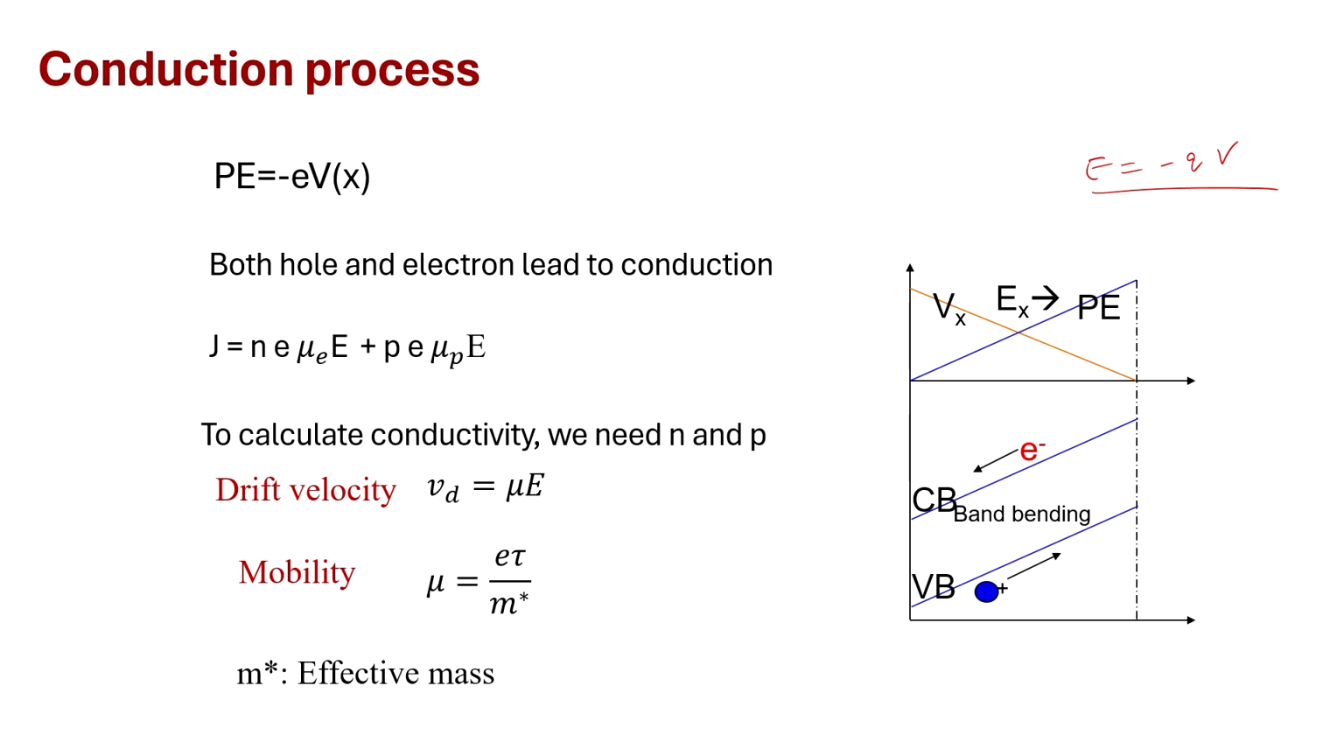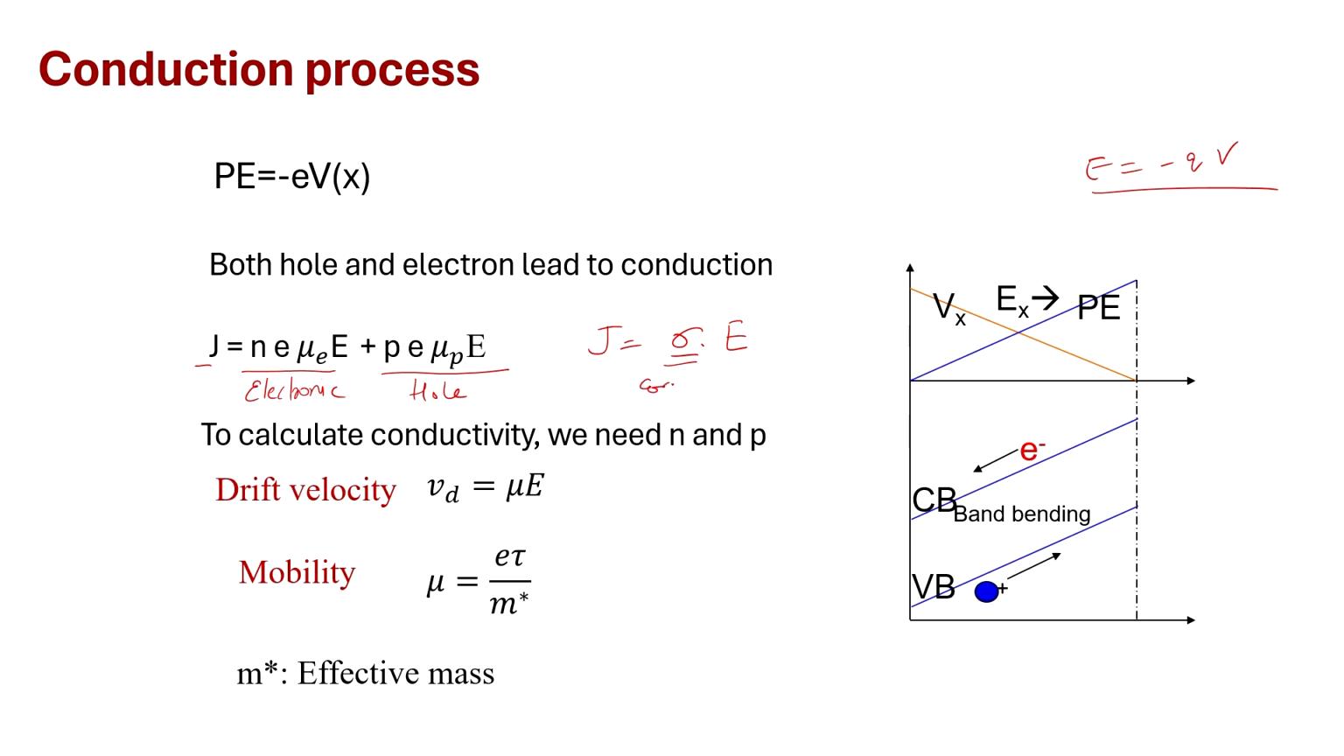and since both electron and hole lead to conduction, the current density can be written as J equal to the sum of the electronic current plus the hole current. Assuming they have similar charge, we can write this as, so this is the electronic current and this is the hole current, and this is the total current that you will obtain from a semiconductor. To calculate what we call the conductivity, we need N and P. So J is nothing but sigma E.